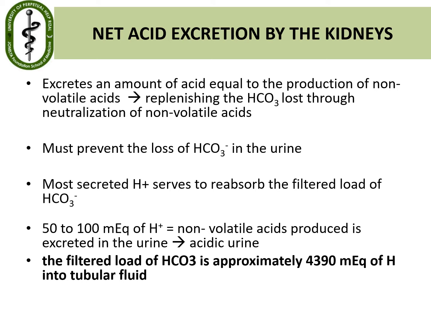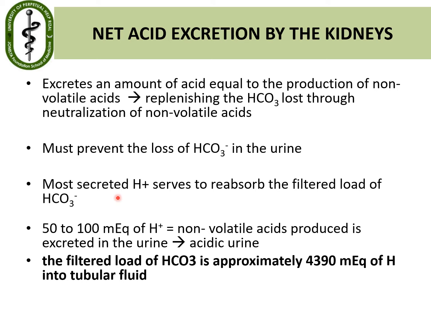So the net excretion of acid by the kidney will excrete an amount of acid equivalent to the production of non-volatile acid. Again, non-volatile acids are those acids not coming from the addition of carbon dioxide and water, which leads to the replenishment of bicarbonate through the neutralization of these non-volatile acids. So your net acid excretion must prevent the loss of bicarbonate in the urine.